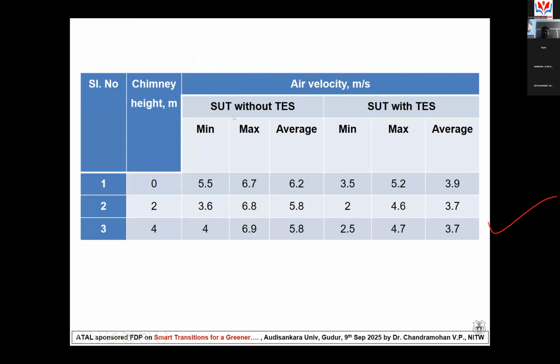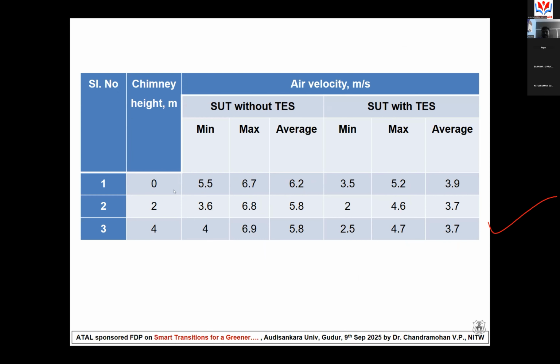So now the minimum, maximum, and average velocity are mentioned for different chimney heights. At chimney height 0, that means at the base of the chimney, the minimum value is 5.5 meter per second and the maximum is around 6.7. The average is 6.2 meter per second without TS. With the TS, the average is only 3.9 meter per second.